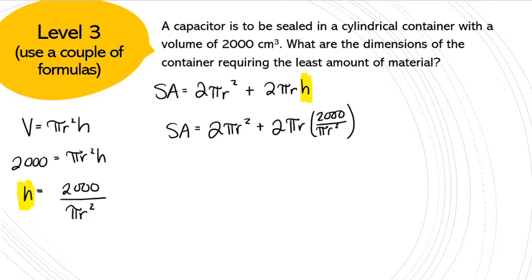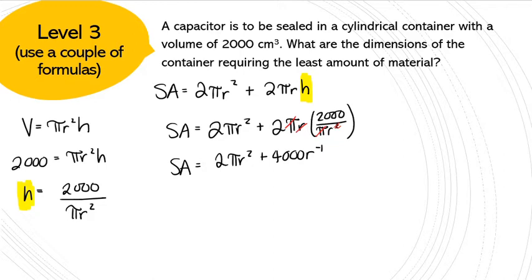Let's clean this up a little bit and set it up for differentiation. Surface area is equal to 2 pi r squared plus 4,000, because 2 times 2,000. I'm going to cancel. I have a pi in the top and the bottom, and I can cancel this r, and I can just make this a single r in the denominator of the fraction, which I want to write as r to the power of -1. And that's just because I know it's easier for finding a derivative.